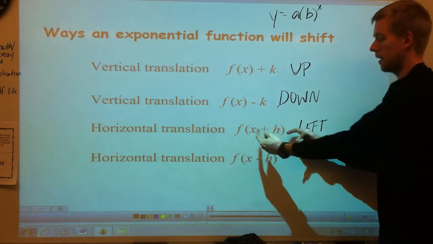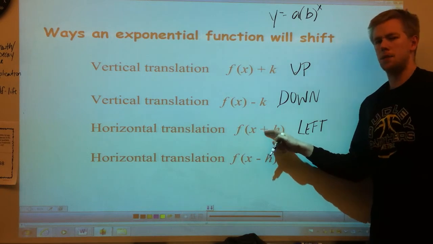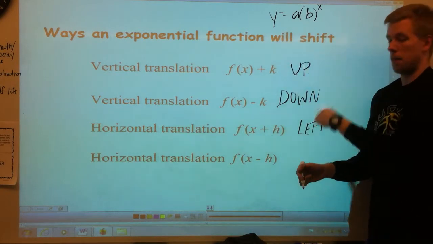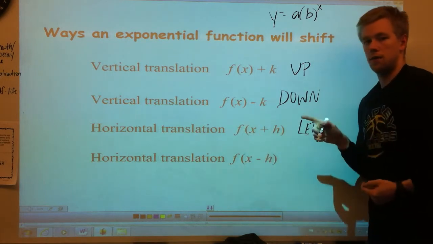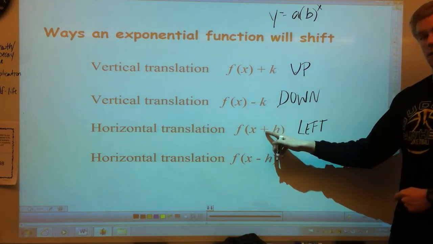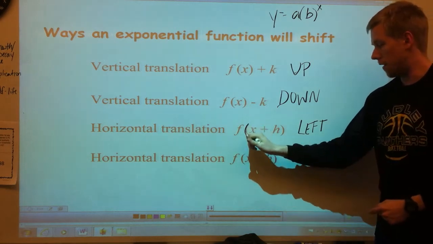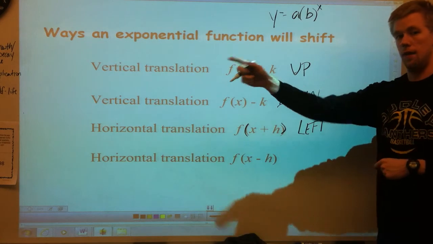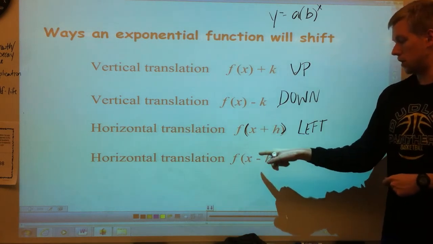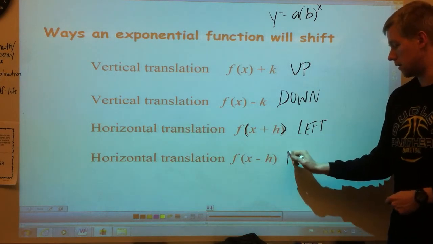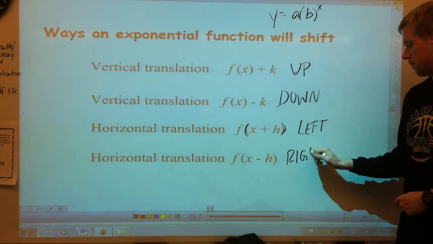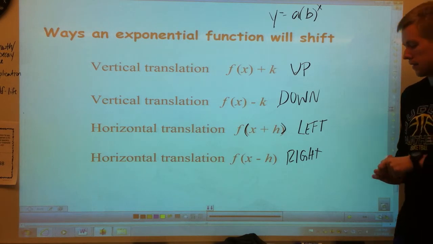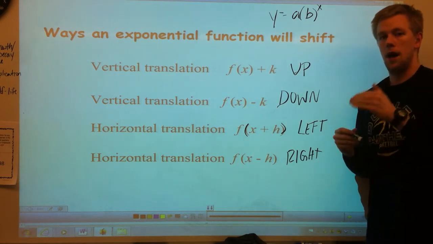When we have something in parentheses, you always do the opposite of what you think it might do. Normally we would think positive would shift it to the right, but because it's inside parentheses, it's going to shift left. When it's a positive sign on the inside, it's going to shift to the left, not the right. The opposite is true when we have x minus h; that's going to shift to the right. Those are some basic summaries that will help you as you go along.